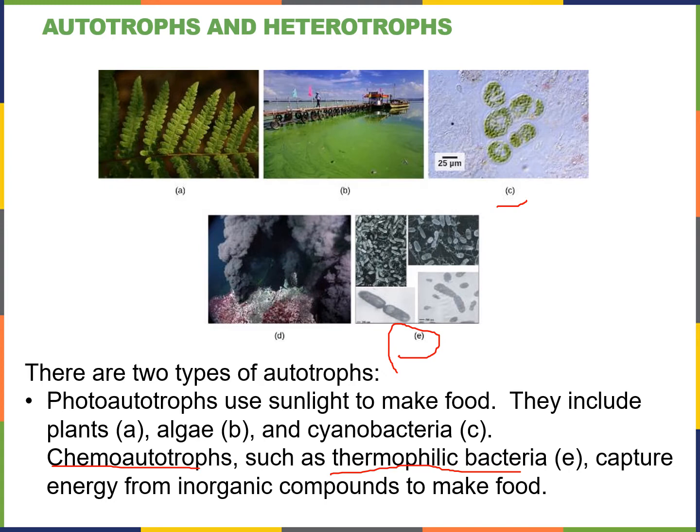So what do we see in this picture here? We see in figure A, this is just an example of some plants. Figure B, this is the green algae. Figure C is the cyanobacteria. D is actually depicting a deep sea vent, and this is where we find these chemoautotrophs, such as the thermophilic bacteria that we see in figure E. The ecosystem surrounding the vents has a diverse array of animals, such as tube worms, crustaceans, and even octopuses that derive energy from the bacteria that are there. So the bacteria play a very important role in the homeostasis of the ecosystem.